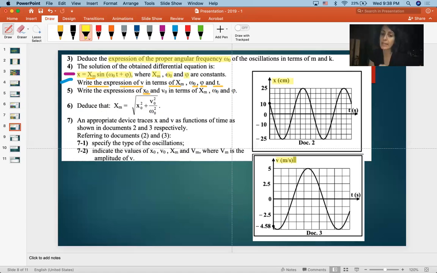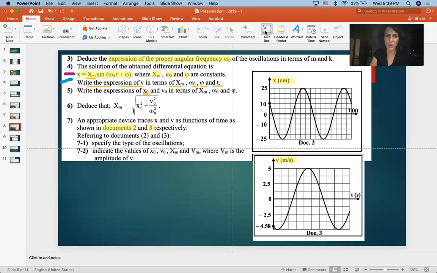And every time you see graph skills, I want you to chill, because graph skills will give you a lot of very easy questions. These are like bonus questions, and it's very easy to learn some graphical skills. So you have documents 2 and document 3 respectively. Specify the type of oscillations. All right, how many types of oscillations do we have? So in general, what are the types of oscillations? Okay, so let's try to name some and pick from these types.